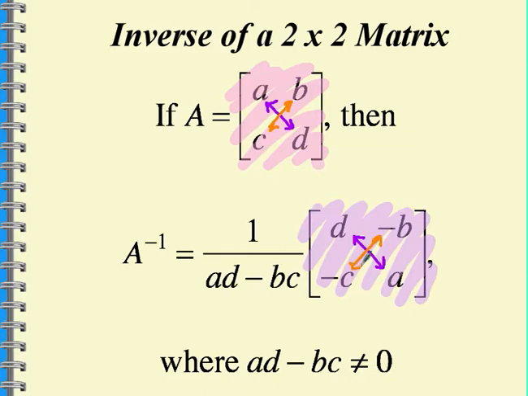I want you to remember that little saying, switch spots, switch signs, and that'll help you write the inverse. Switch spots, switch signs. Now this here is looking kind of familiar. This is actually the determinant of A. And so you will sometimes see it written as just 1 over the determinant of A.